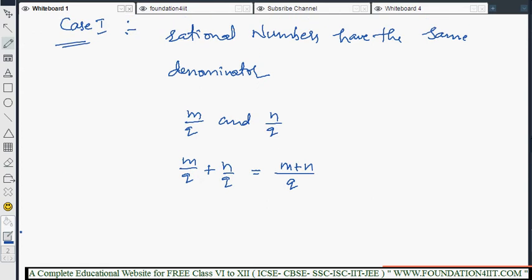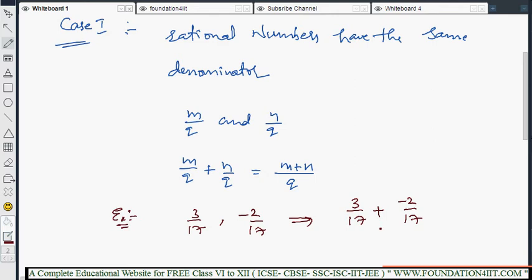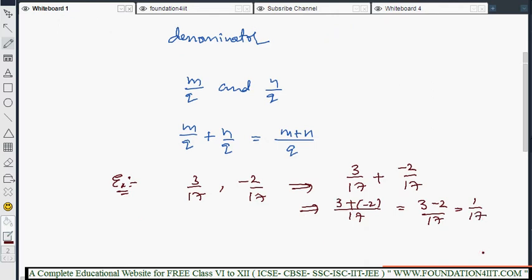So let us take an example also. For example, 3 by 17 and minus 2 by 17. Then we need to add both. So 3 by 17 plus minus 2 by 17. Here the denominators are the same. Therefore 17 is the denominator, and 3 plus minus 2, that is 3 minus 2 by 17, so 1 by 17. We already studied this in earlier classes: we need to add the positive and negative numbers. So 3 minus 2 is 1 by 17.